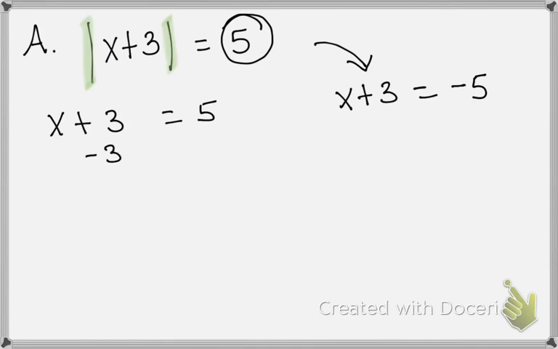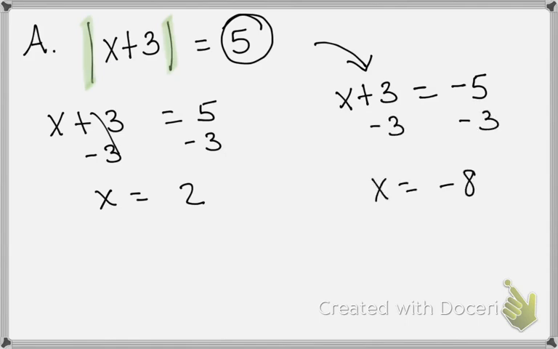So minus 3 on both sides, we get x equals 2. Minus 3, x equals negative 8. So we have two answers. The way we would graph an equation, negative 8 and 2, this would be equal, so this would be a closed circle, and there would be no shading because we're not talking about inequalities. So we have two separate ones.